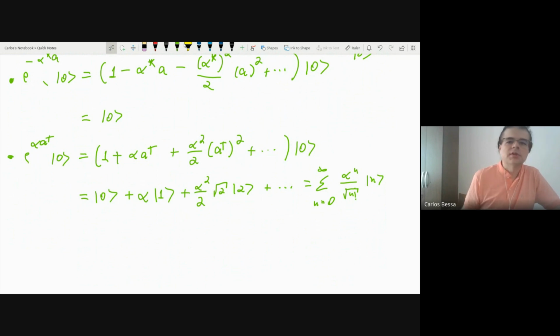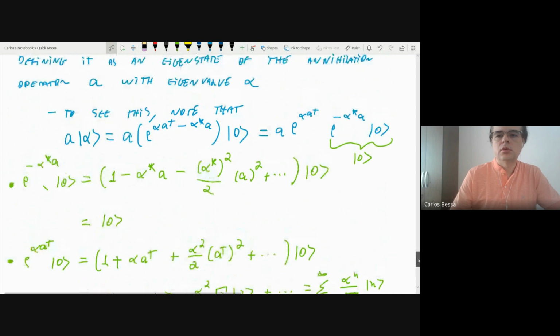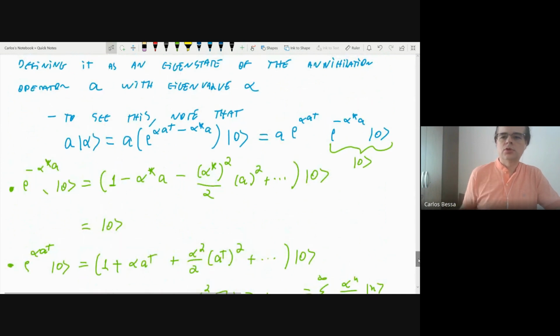Okay, so this is this part, but remember that we still need this thing here. Okay, we saw that this does nothing to the vacuum state, and this other part, when applied to the vacuum state, will give this expression. But now we need to apply the a to this expression.